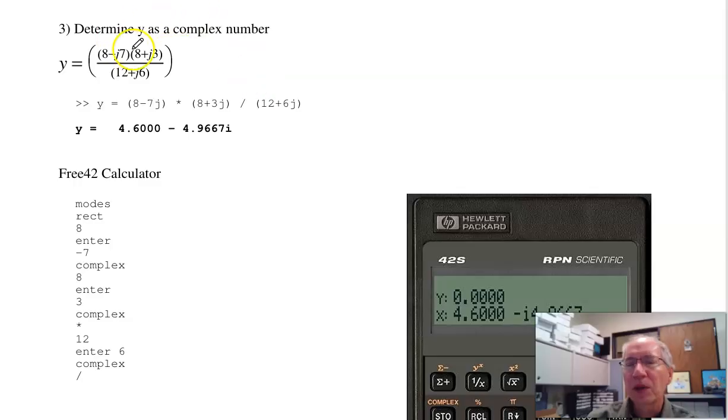Third problem, find this solution. Well, that's a piece of cake for Matlab. Just input the first number, 8 minus j7, times 8 plus j3, divided by 12 plus j6, and you get a complex number.